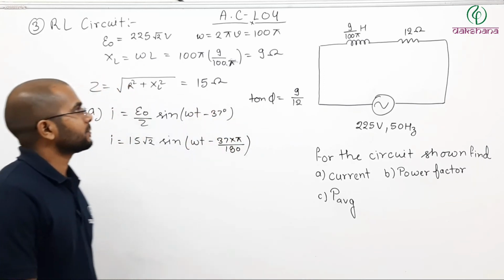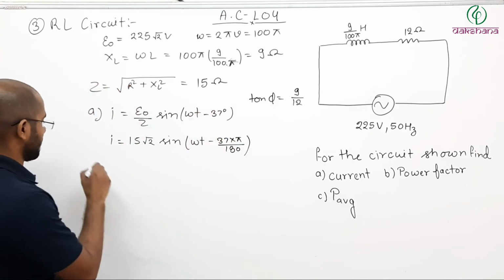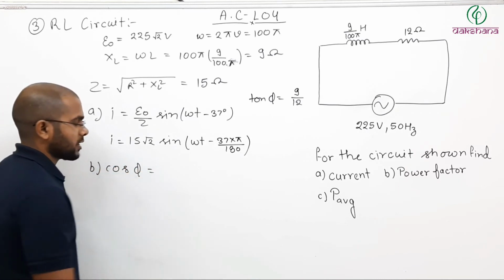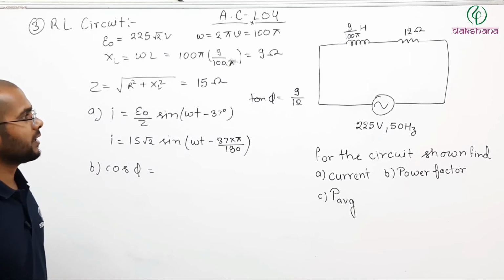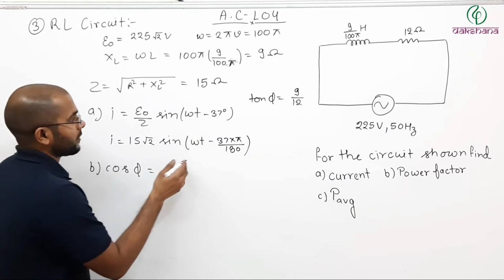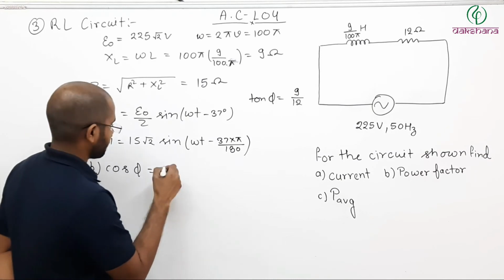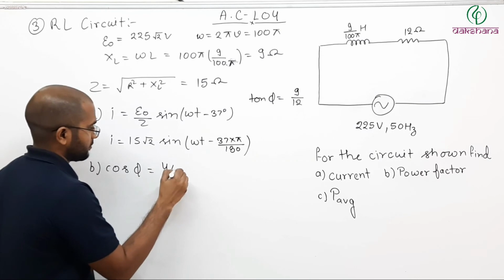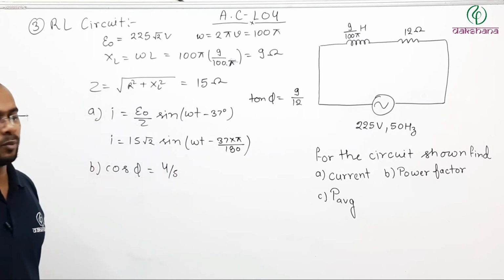Now you know the current. Now second is, what is the power factor? Power factor is nothing but cos phi, and phi we already know. Phi we know is 37 degrees. So cos phi will be how much? Cos of 37 is 4 by 5. So the power factor is 4 by 5.